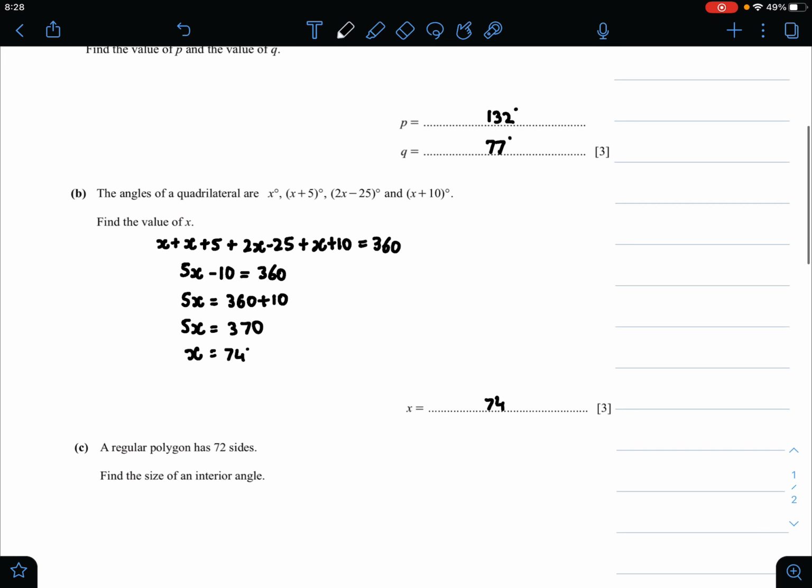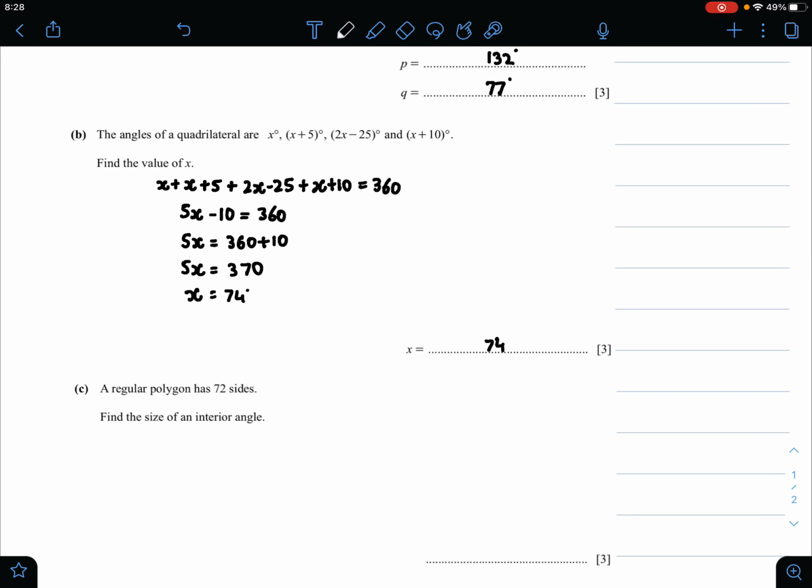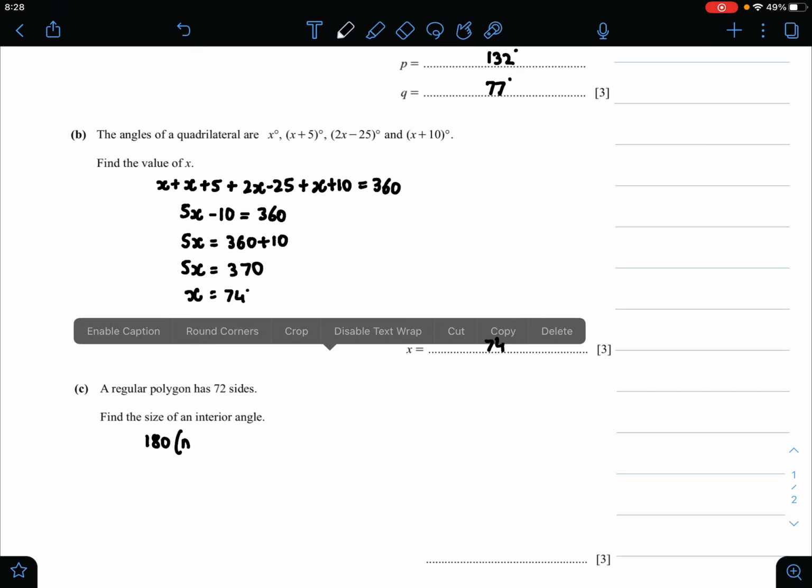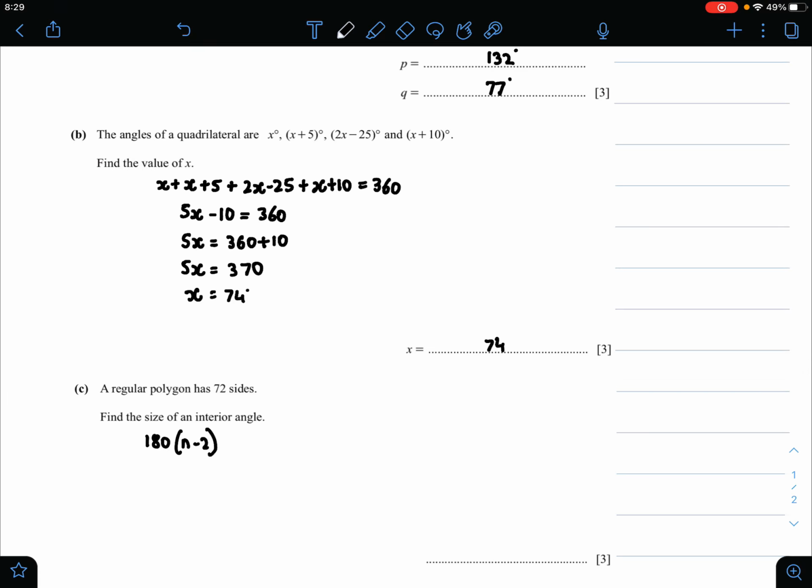Now we can move on to part C. For part C, they are telling us to find the size of an interior angle of a regular polygon that has 72 sides. So the formula to find an interior angle of a regular polygon is 180 multiplied by n minus 2, divided by n. So we know n in this case, that is 72.